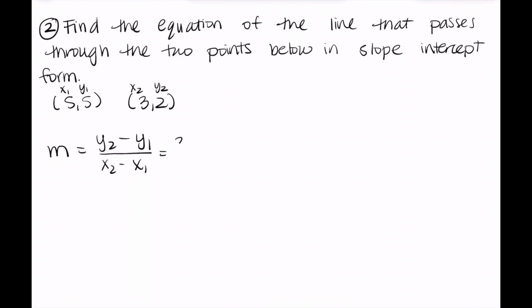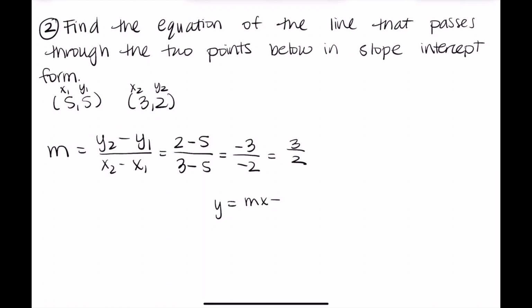Our y2 is 2, minus our y1 is 5, so we'll have 2 minus 5 over our x2 is 3, and our x1 is 5, so we'll have 2 minus 5 over 3 minus 5. 2 minus 5 gives us negative 3, 3 minus 5 gives us negative 2. This one's not really going to simplify too much, but we do know a negative divided by a negative just gives us a positive. So our slope here would be 3/2.